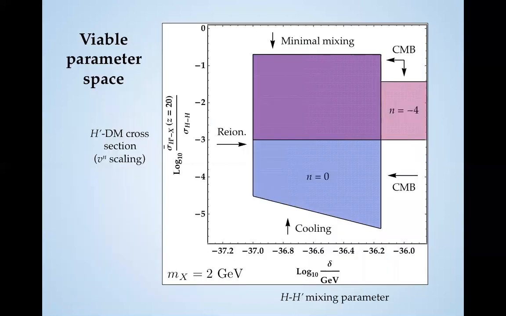Okay, so let's look at the viable parameter space that we find for two choices of n, where n is the exponent in the velocity dependence of the H prime dark matter cross-section. We're picking a particular dark matter mass. There's actually a lot of flexibility in what dark matter can be, including what mass it can have. But this mass is singled out by just assuming that H prime and dark matter fully thermally equilibrate.